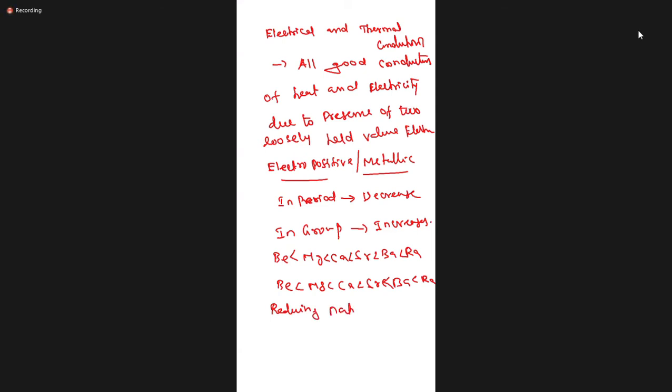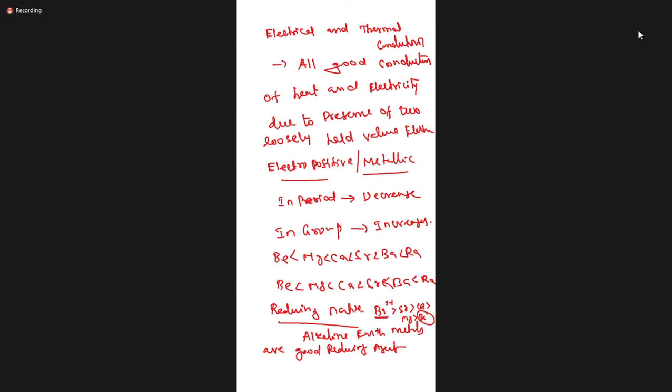Reducing nature. Didn't you see the level 1 and level 2 questions? Alkaline earth metals are good reducing agents. What is the reason for that? Down the group, this nature increases. Generally, in second A group, barium has more reducing nature than strontium, than calcium, than magnesium, than beryllium. Barium is the highest reducing agent.